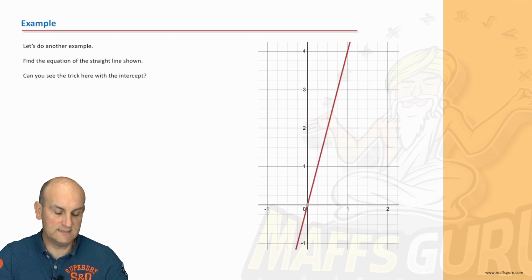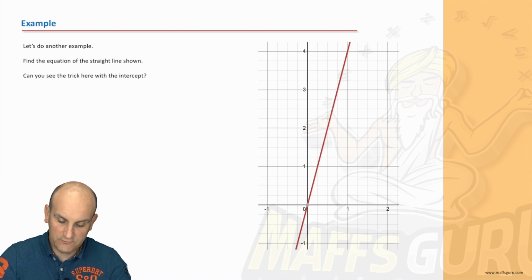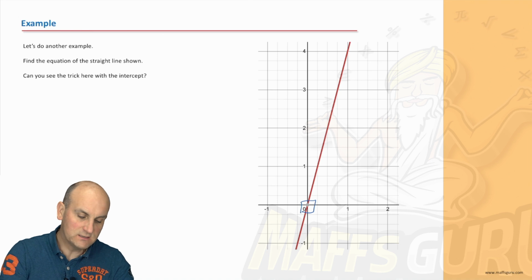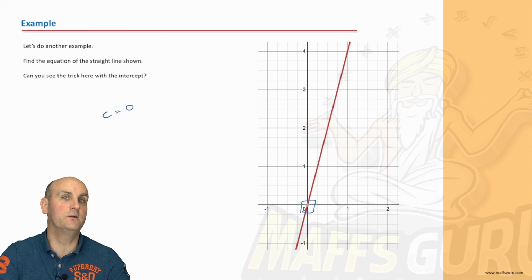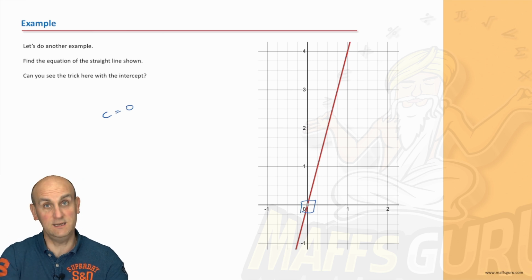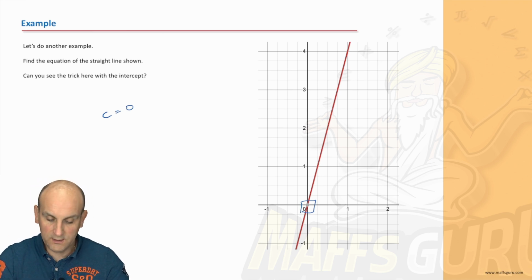Another example. All right, let's see where there's a trick with the intercept here. Oh, do you see what it is? Well, first things first, my intercept is there. So I'm going to write c is equal to 0. If you've seen the previous video, you'll go, okay, you talked about that in the previous video. I did, absolutely. So where are we going to go here now?